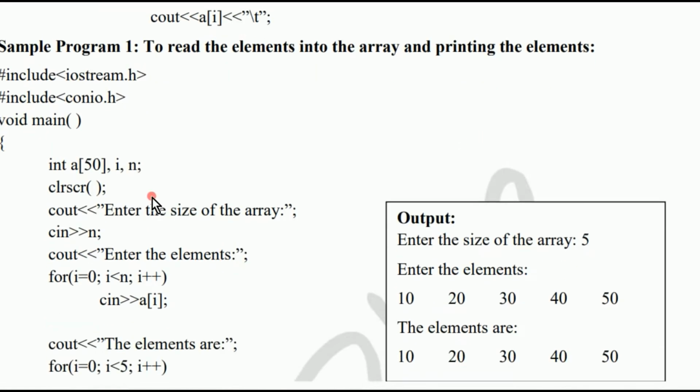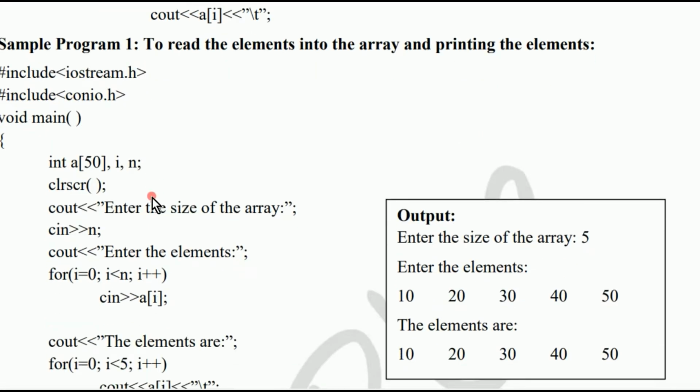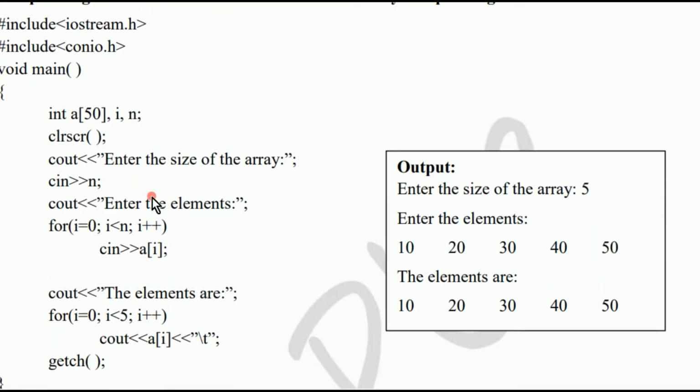So how we can take? Maybe #include <iostream>, then void main, int a[50]. conio is not necessary since we are using Linux, that is gcc, g++. So there is no necessity of #include <conio.h>. But if you are using Turbo C, we need conio.h. Then void main, then int a[50]. So we have taken the size as 50.